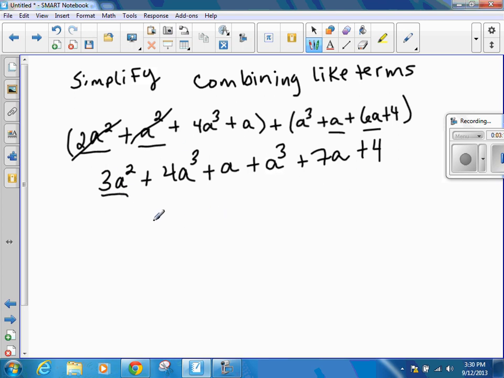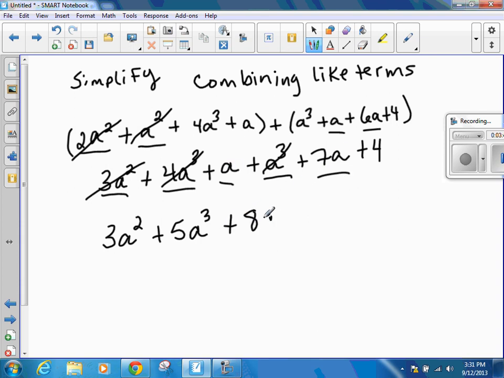Looking at the square, I don't see any other squares. So I'm just going to bring that down, 3a squared, cross that off. I'm going to look at my cubes. I have 4a cubed and I have a cubed right here. 4 plus 1 of these gives me 5. So I have 5a to the power of 3. Okay? And then I see I have 1a here and I have 7 a's. 1a plus 7 gives me 8 a's. And cross that off. And I don't have any other numbers to combine, so I'm just going to bring that 4 down.